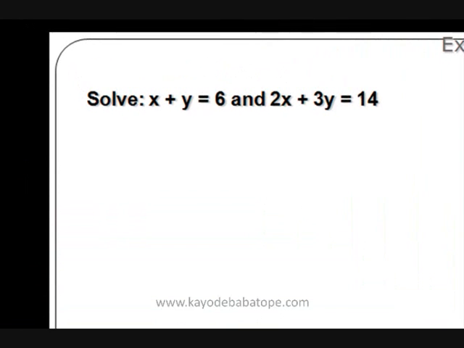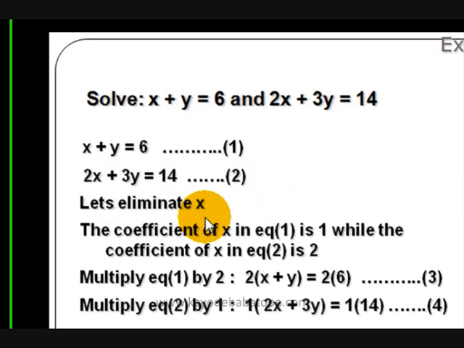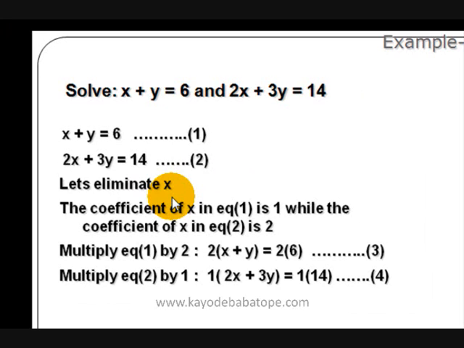For example, solve x plus y equals 6 and 2x plus 3y equals 14. Now let x plus y equals 6 be equation 1 and 2x plus 3y equals 14 be equation 2. Now, let us choose to eliminate x. According to the procedure we saw earlier, the coefficient of x in equation 1 is 1, while that of x in equation 2 is 2. Therefore, multiply equation 1 by 2, okay? Multiply equation 1 by the coefficient of x in equation 2. Why? Because we have decided to eliminate x.